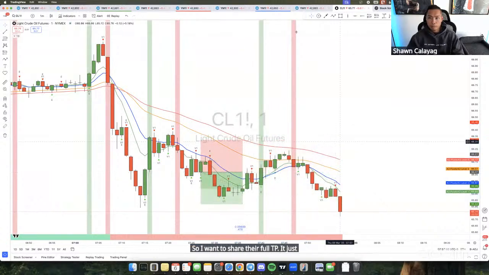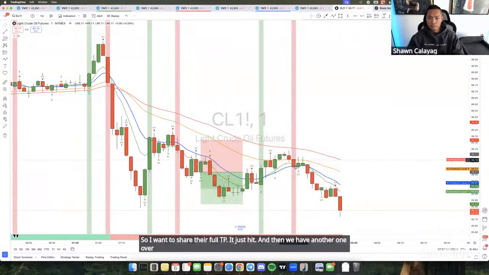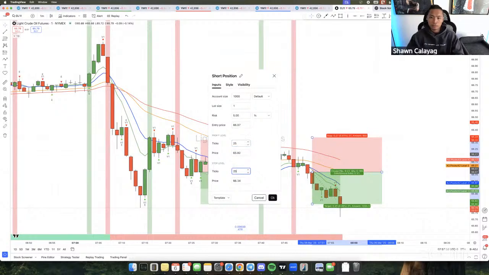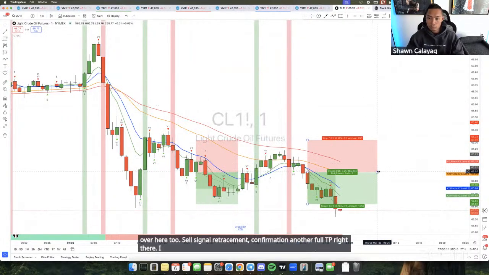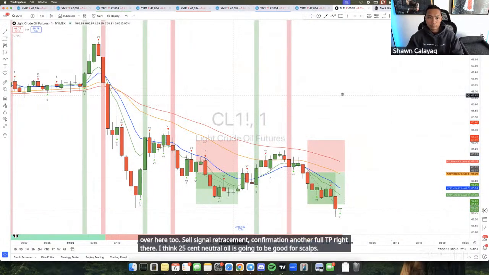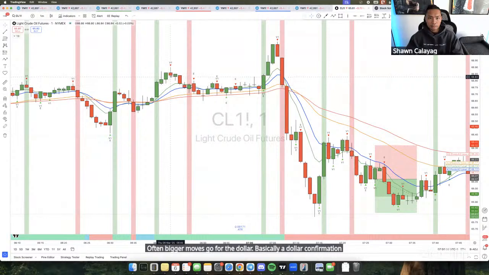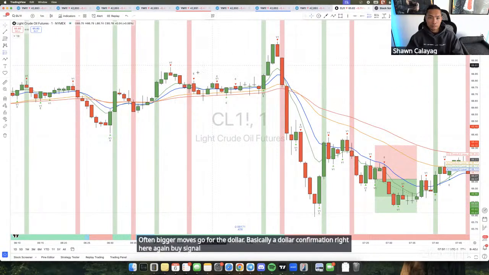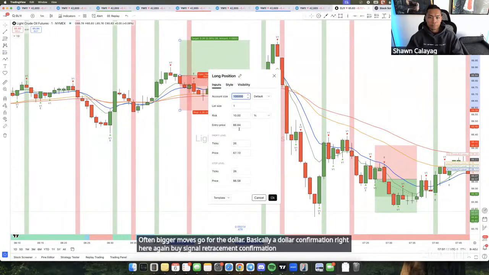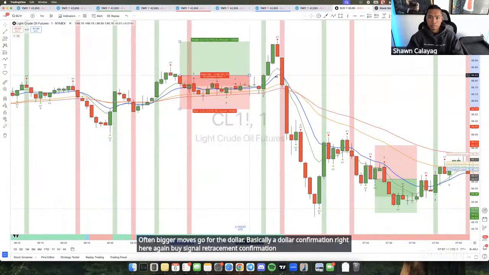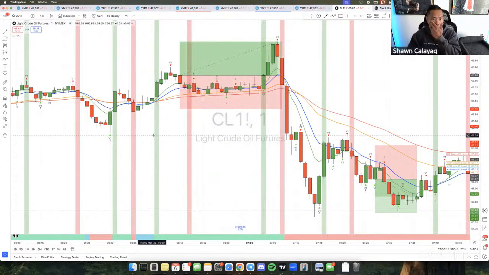And then we have another one over here too. Sell signal, retracement, confirmation. Another full TP right there. I think 25-cent moves for oil is going to be good for scalps. For the bigger moves, go for the dollar. Basically a dollar confirmation. Right here again, buy signal, retracement, confirmation. Nice. Yeah, a couple entries right here.